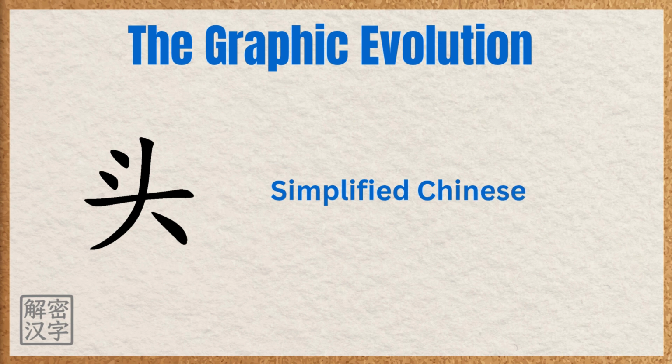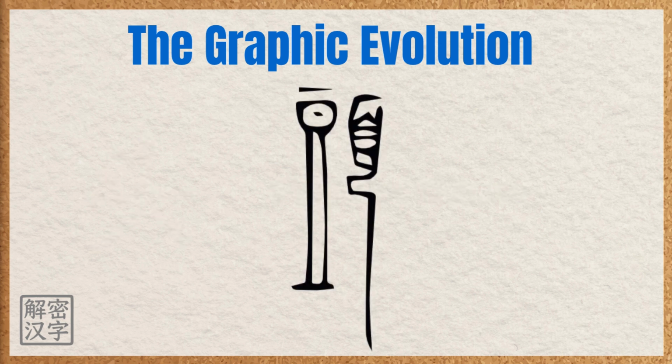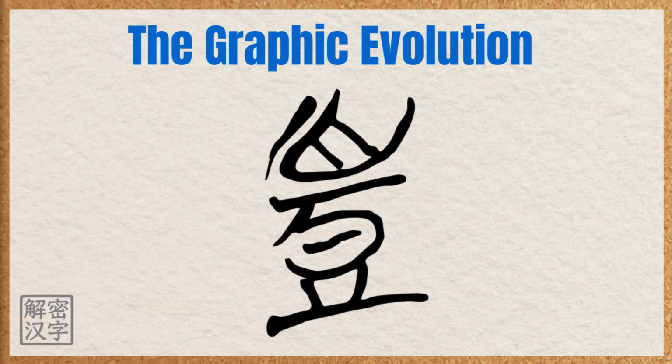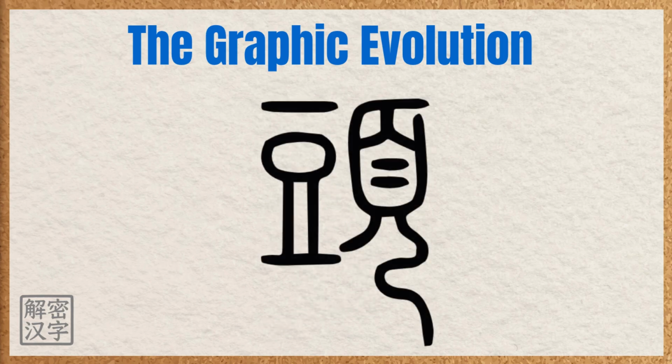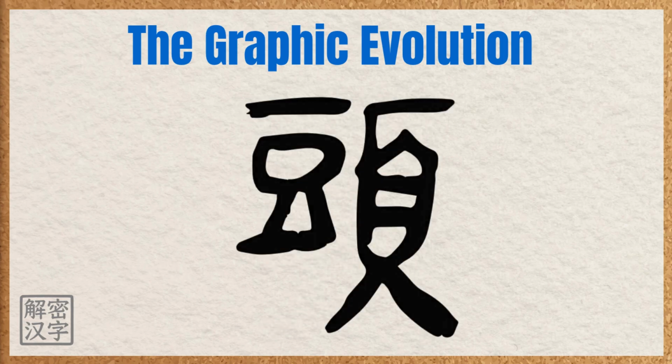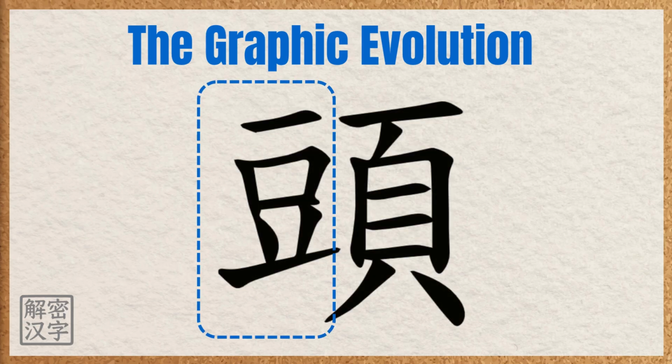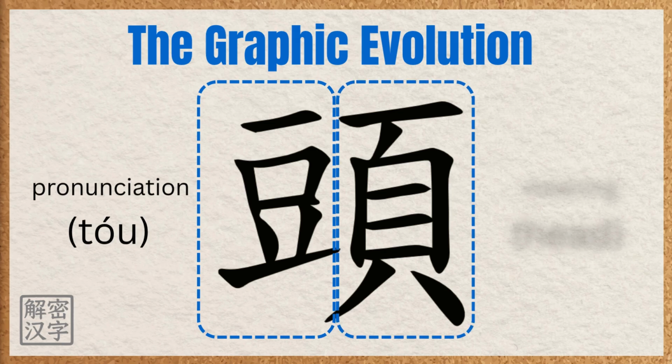Tou is a simplified Chinese character. Its evolution in ancient scripts was quite complex, and it eventually became the traditional form, tou. The left part represents the pronunciation, tou, while the right part originally meant head.